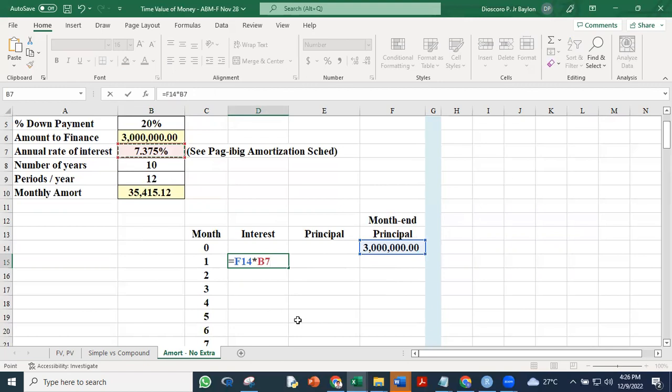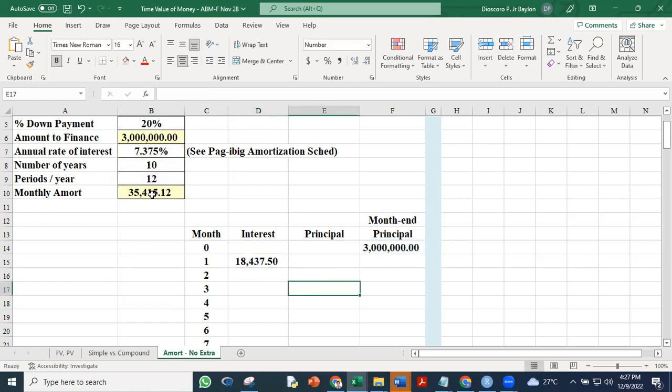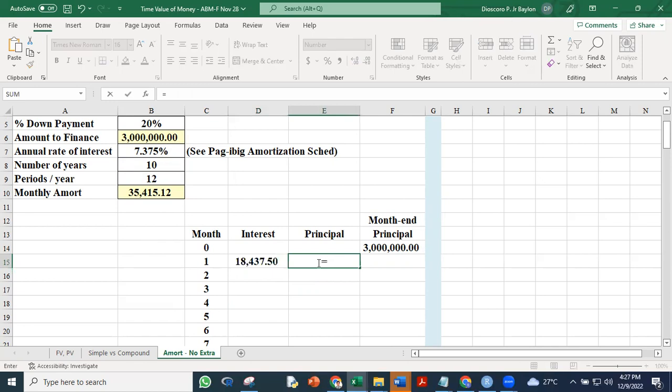We're going to copy this down, so I'm going to fix the row. And then we divide it by 12 because the interest should also be interest per month. So for the first month, of the 35,000 which we're going to pay, 18,000 will be paid as interest. Therefore, what will go to the principal will simply be equal to the monthly amortization minus whatever was paid to interest.